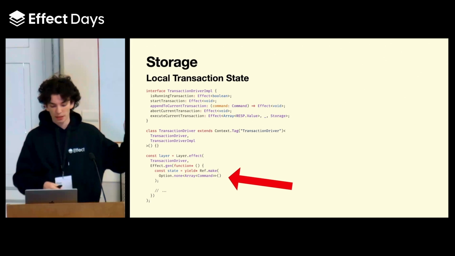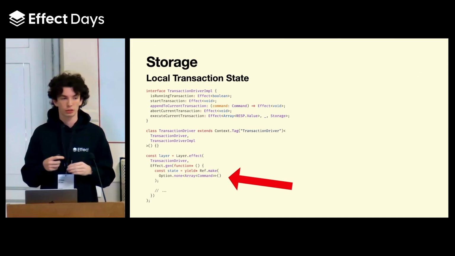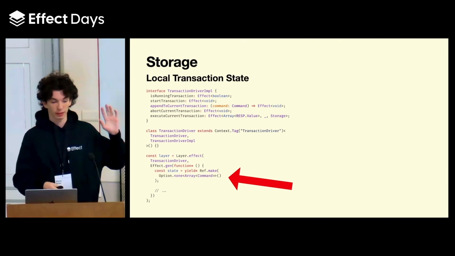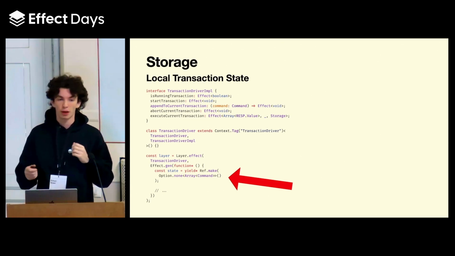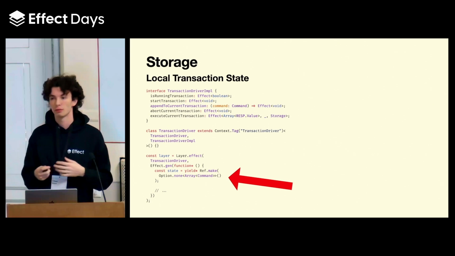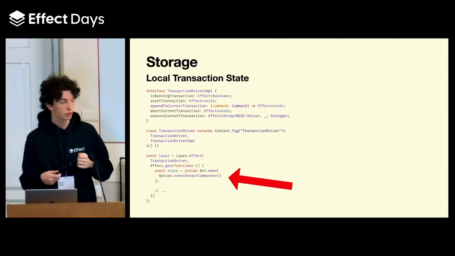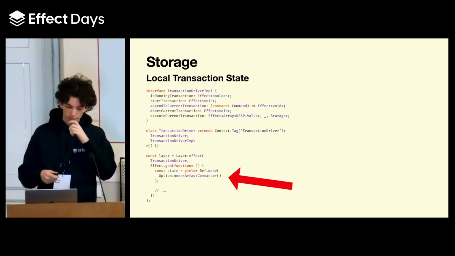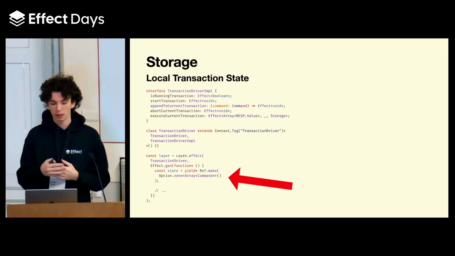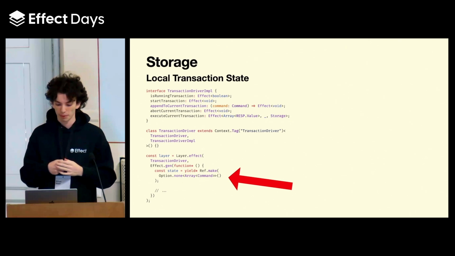Here, I made this other service called the transaction driver, which represents the external way of interacting with transactions. Really, it's just a wrapper around this internal state, which is an option of an array. If the option is none, then there's no transaction in progress. If the option is some, then the array represents the queued commands. The service abstracts on that a little bit. It has effects for checking if a transaction is in progress, starting one, appending a command, aborting a transaction, and executing it.